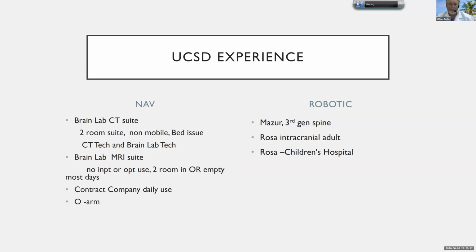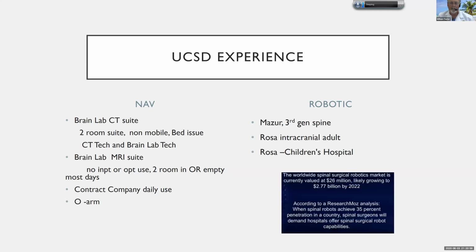For our robotics, we have a 3rd-generation spine robot from Mazor. Remember, the nice thing about the Mazor compared to the other robots is that they're on their 3rd generation at the moment, which is just what Igor talked about. An excellent thing. We use a ROSA for intracranial in adults, and then we have a ROSA in the children's hospital, and those are almost completely used for placement of intracranial leads for epilepsy and other things. And this is where we are now.